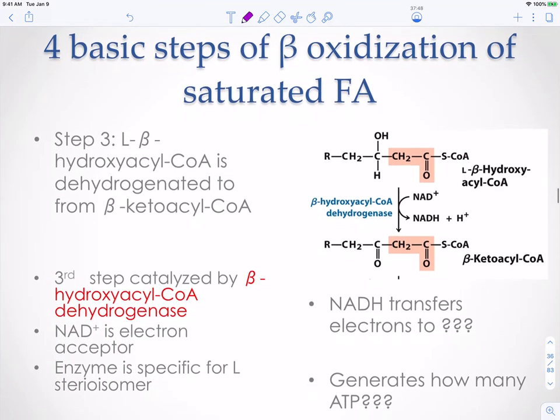Step three is where you take that L beta hydroxy acyl CoA and convert it to a beta keto acyl CoA. And this is done by another dehydrogenase, the beta hydroxyacyl CoA dehydrogenase. And this is coupled with, or it is linked with, an NAD. And so this time you get an NADH, and the NADH is able to transfer its electrons to enzyme 1 of the electron transport chain. And so you're going to generate 2.5 ATP from that.